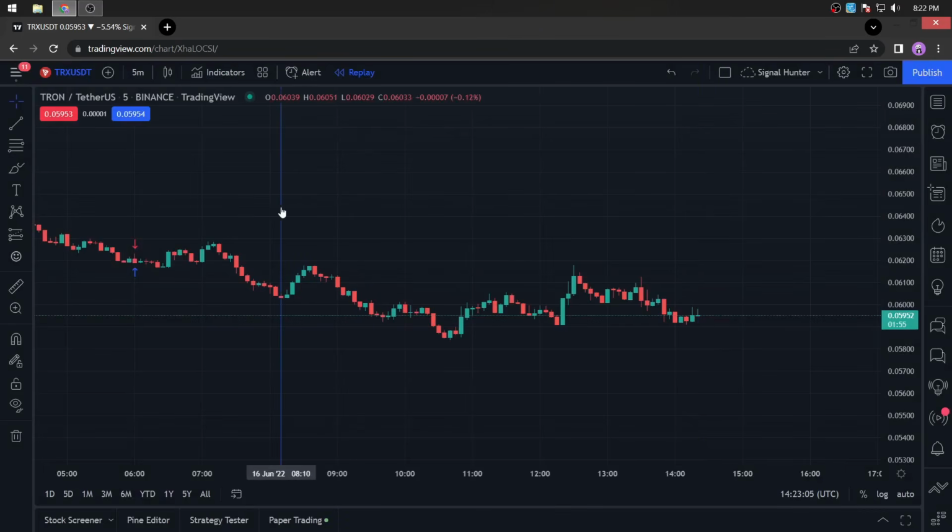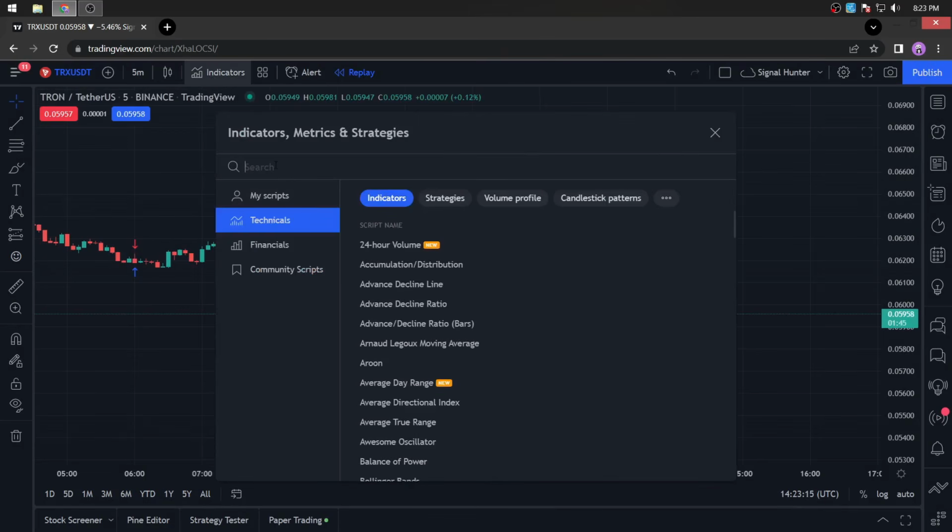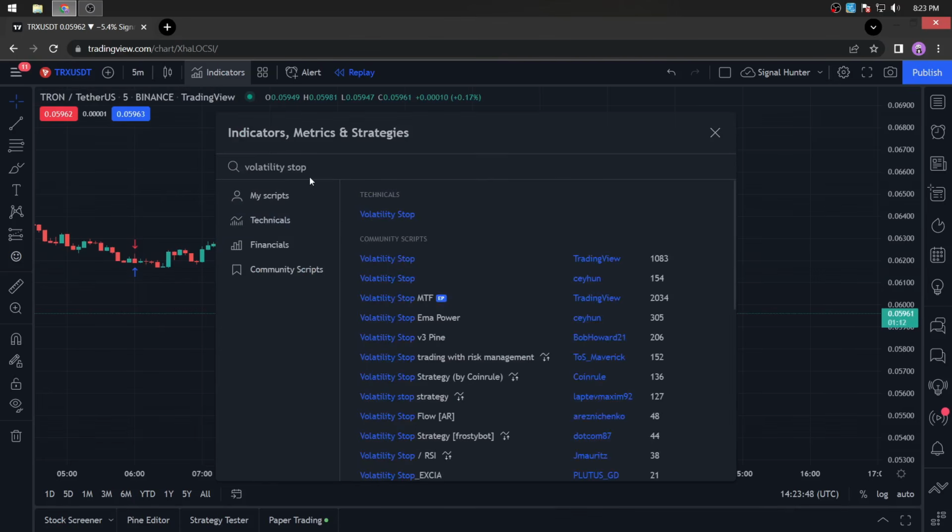Now I have to add today's indicators, volatility stop and moving average. So I simply go to the TradingView indicator library. The first indicator is volatility stop, so I simply write volatility stop here. Once I write it, you can see one indicator named volatility stop in the technical section, and also many indicators named volatility stop in the community scripts. I want to use the technical volatility stop indicator, so I simply click to add it on my chart.